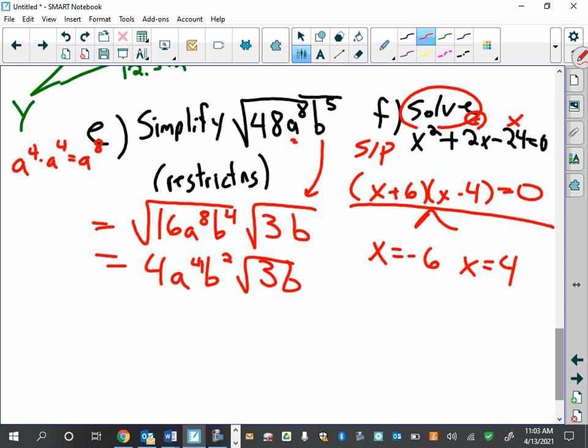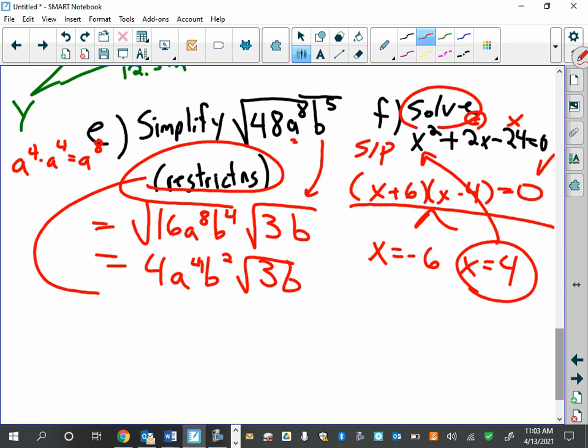So believe it or not, if you put 4 in here, you get 16 plus 8 subtract 24 is 24 subtract 24 equals 0. It's a solution to the system. Yep. What about the restrictions? Oh, thank you. Restrictions. What about the restrictions?